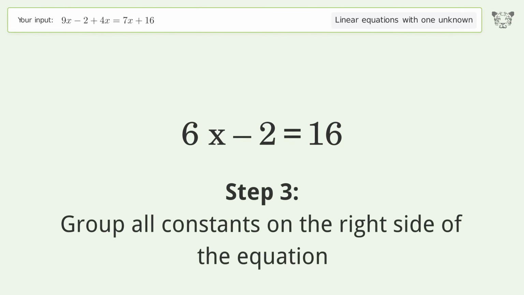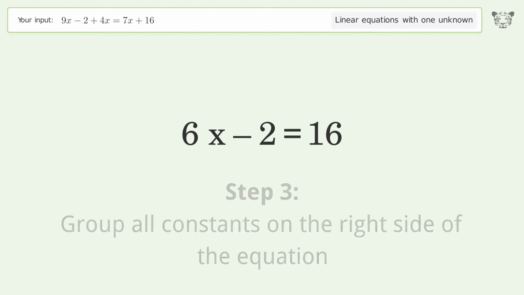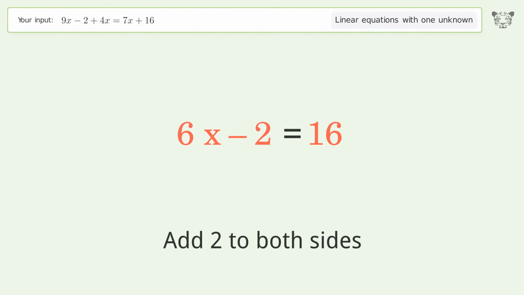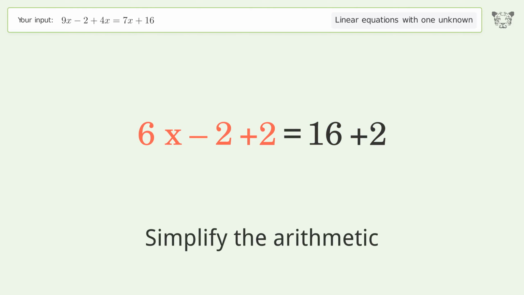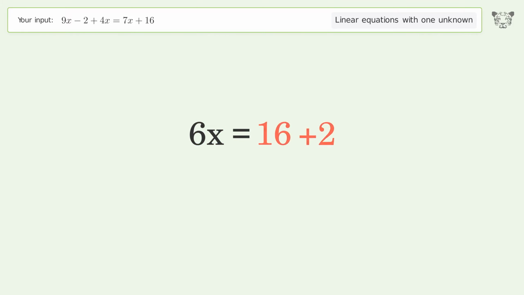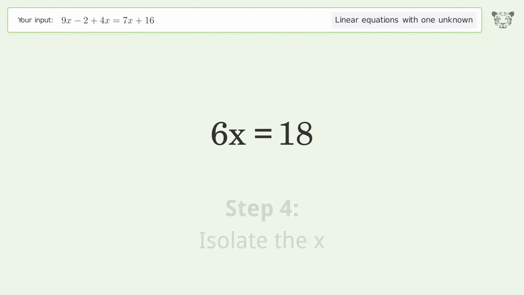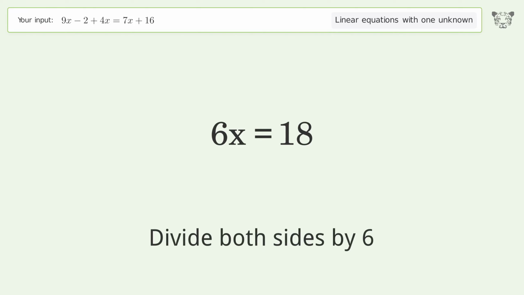Group all constants on the right side of the equation. Add 2 to both sides. Simplify the arithmetic. Isolate the x. Divide both sides by 6.